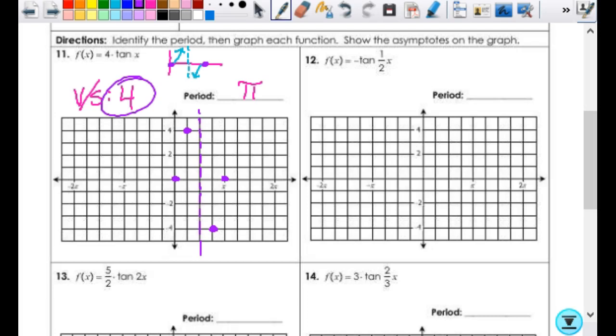Any questions? Because now I've got this point would be this one up here. This point is this one down here. So then 2 away, I'm going to have an asymptote and then a point. Asymptote and then a point. An asymptote and a point. And then 4, 4. Negative 4. Okay. So it looks like this.